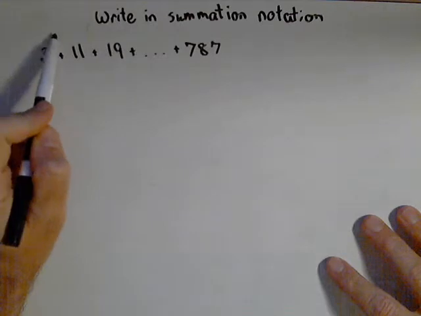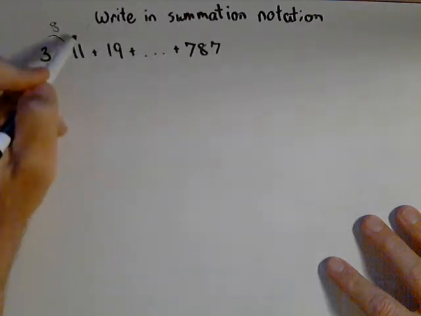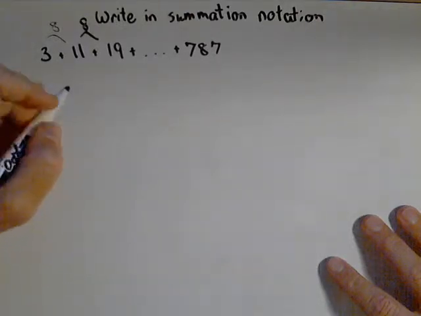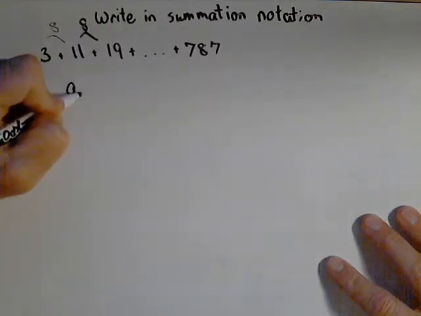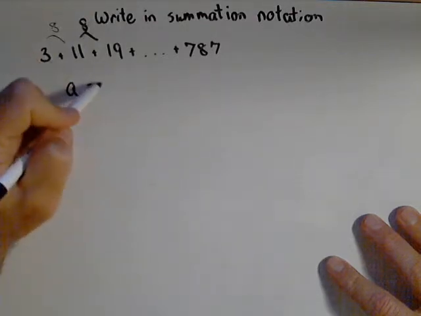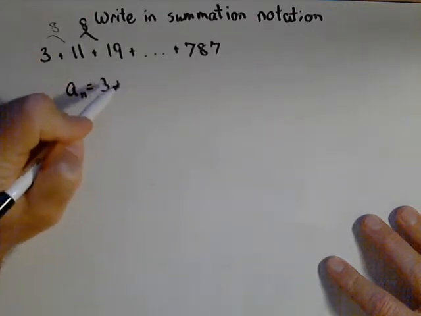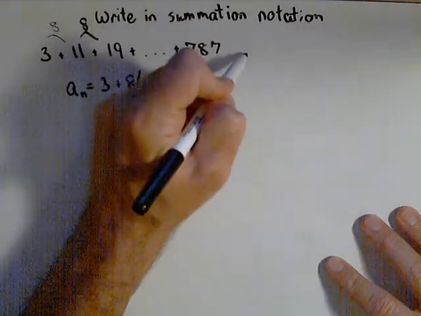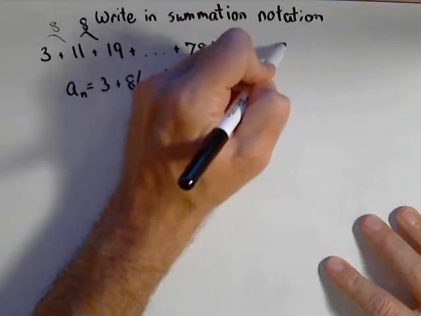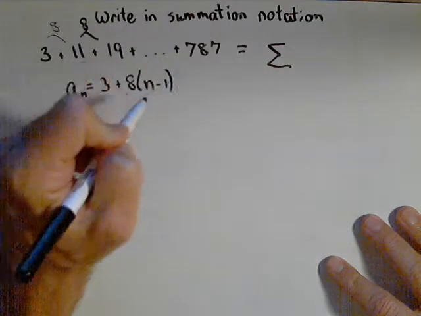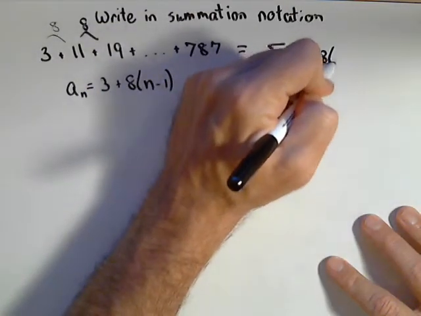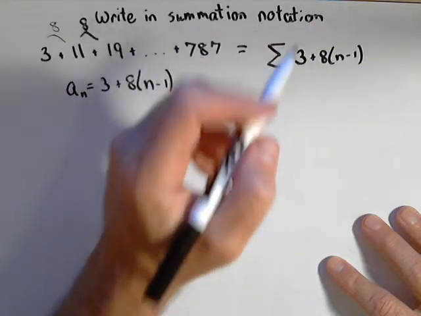What we see is we get going up by 8 each time. So it looks like we have an arithmetic. And so what we want to do is develop a formula for the general term. So a sub n is equal to 3 plus the common difference times n minus 1. Because when I go to write this up in summation notation, first thing I'm going to do is put in my general term. 3 plus 8 times n minus 1.